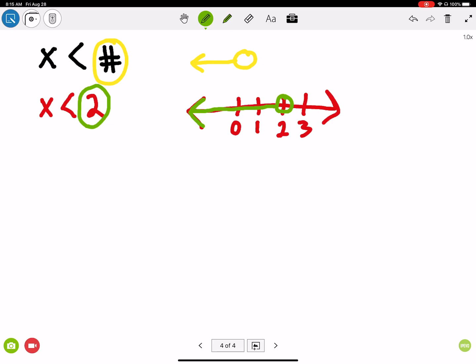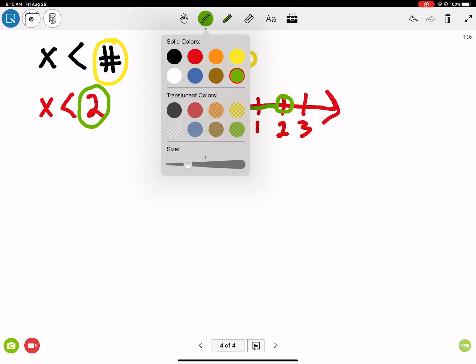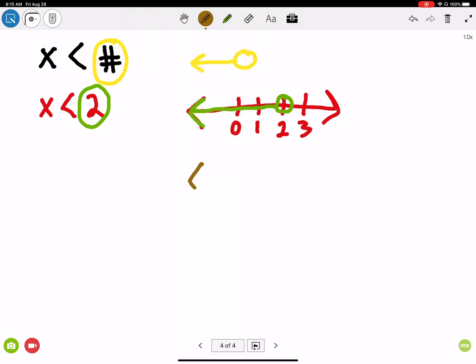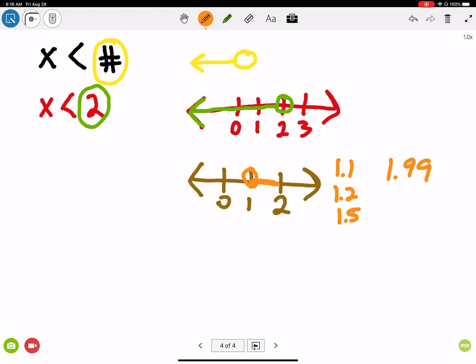Now, some of you might be asking, well, why didn't I just put the circle on 1? Let's think about that. Why did I not put the circle on 1? Well, let's just graph out 0, 1, 2. If I put the circle on 1, A, that means that I'm not including 1. B, what about all these numbers? What would go in between? Numbers like 1.1, 1.2, 1.5, 1.99. These are all numbers that are still less than 2.